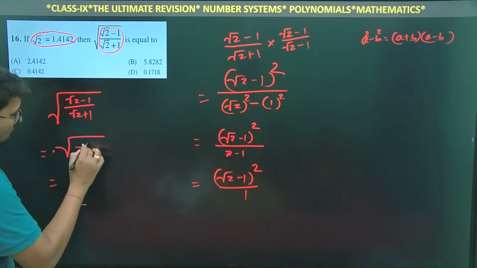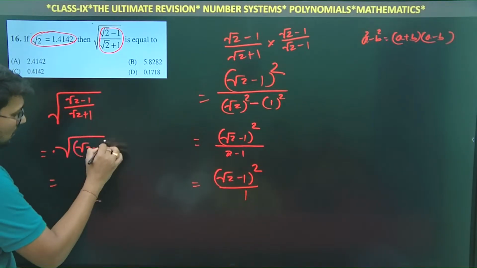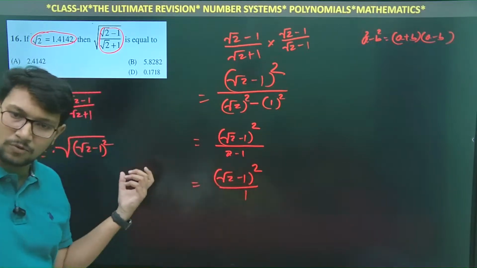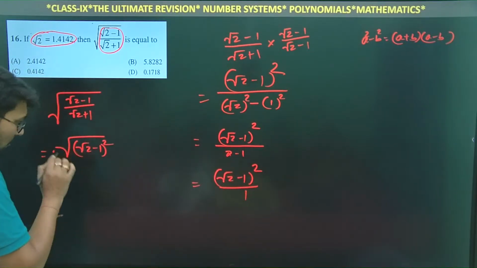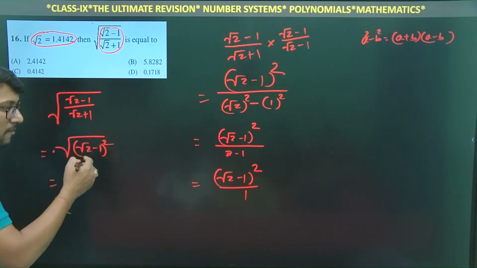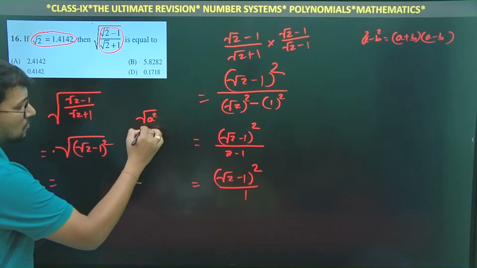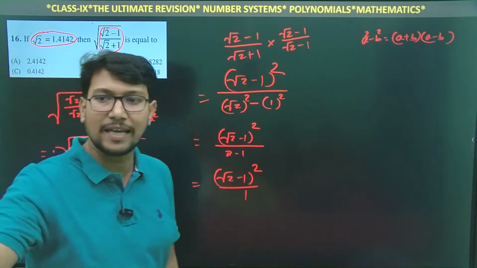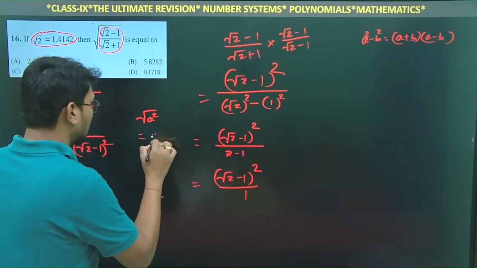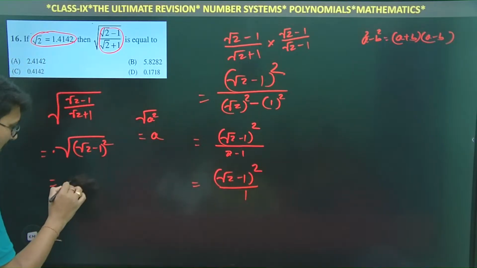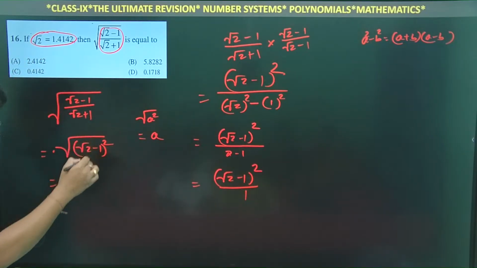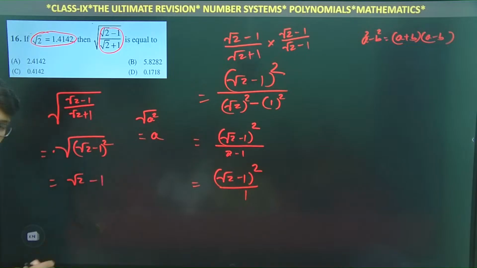Square root of (root 2 minus 1) whole square, right? This is minus 1. We have to use this minus 1. Now square and square root of a square is what? Square root of a square is a, right? So similarly here we can write square root of (root 2 minus 1) whole square is what? Root 2 minus 1. Got it?